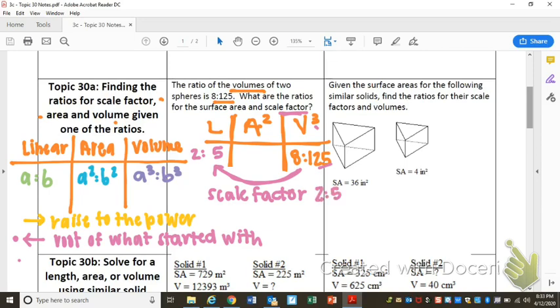All right, we still need the ratio for the surface area. So now we're going to start from square one, and now we are going forward. Whenever we go forward, we raise it to the power of whatever we end with. So now we're going to square both 2 and 5. Our surface area ratio is going to be 2 squared, which is 4, to 5 squared, which is 25. So this one is going to be 4 to 25.